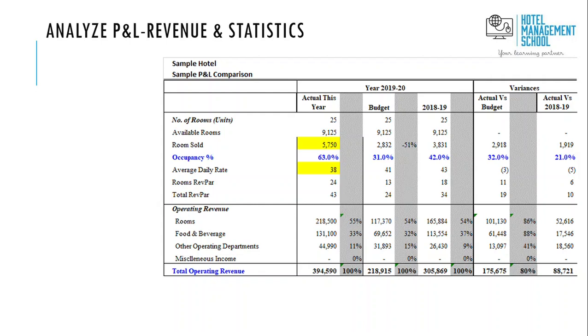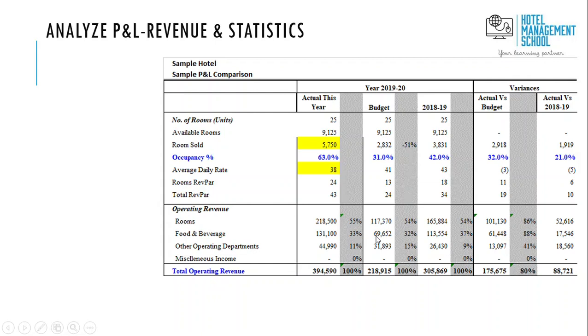The F&B department seems to be okay, but when we do the vertical analysis also, it seems to be not really a problem. However, the other operating departments are showing a lesser contribution. So this is one way.